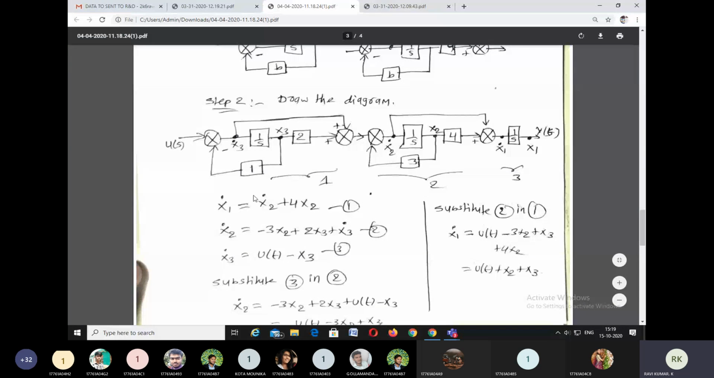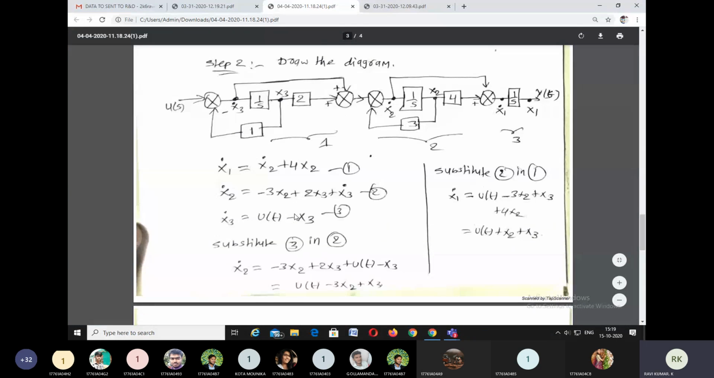So you have to convert this x2 dot in terms of x1, x2, x3 only. How can we write that? From these three equations, if you substitute 3 in the x3 dot place, it will convert this one into x2 and x3 only. Then this x2 dot you will substitute in the first equation, and you get x1 dot is equal to u of t plus x2 plus x3.